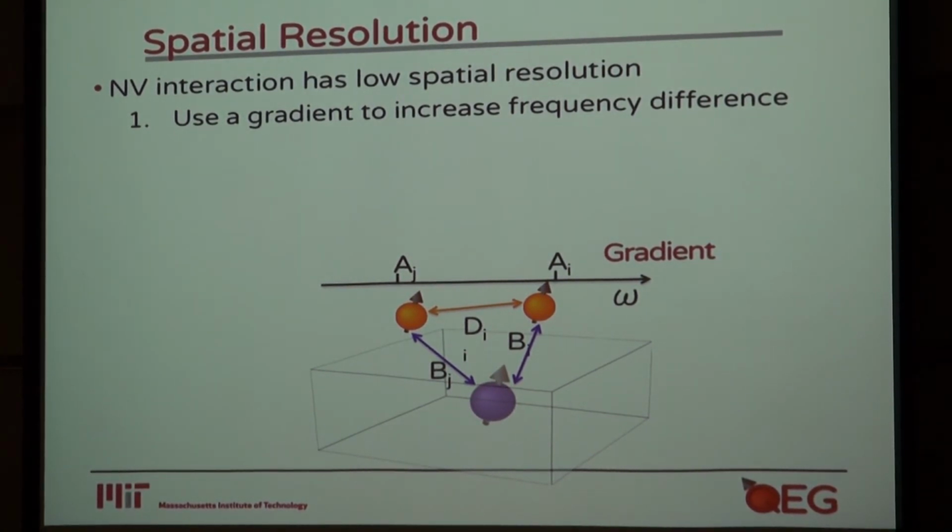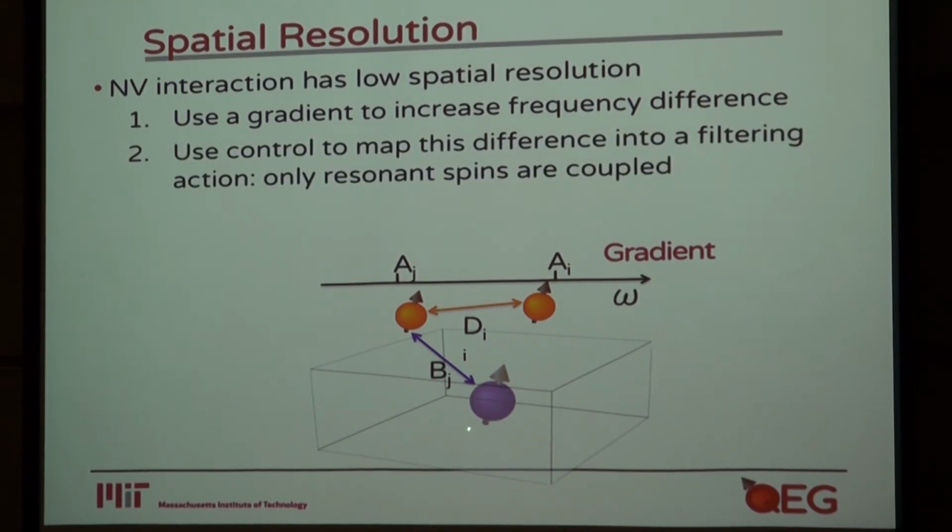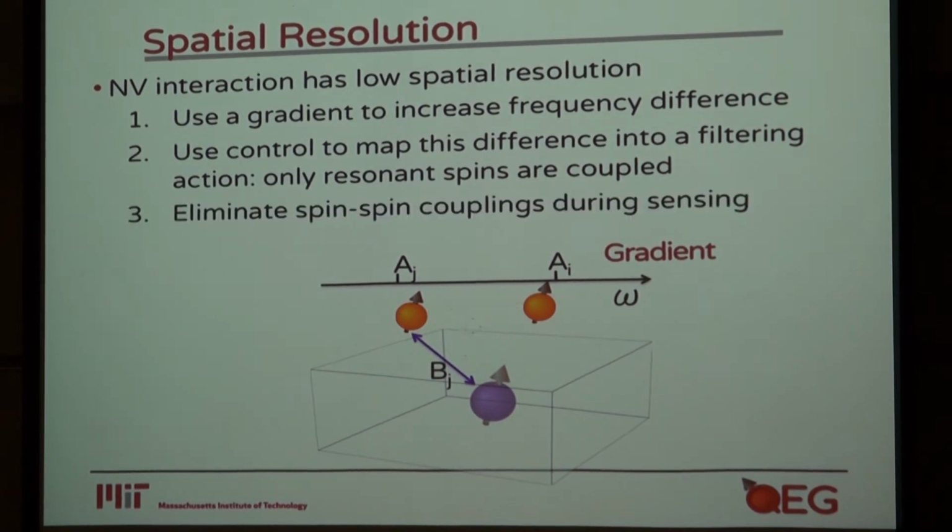But again, this might not be enough to give us this single spin spatial resolution. So what we do is to add some control so that we create this filter which will erase the coupling between the NV and one of the two nuclear spins, and only retain the coupling to the other spin. So this is very similar to the idea that we had to engineer the optimal coupling for the chain. So we do a filter which will erase couplings which are not on the exact resonance. And then finally, we also want to eliminate the coupling between the two nuclear spins because they just increase the line width and sort of spoil our frequency resolution.